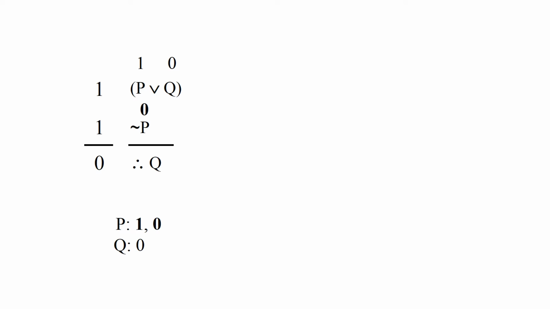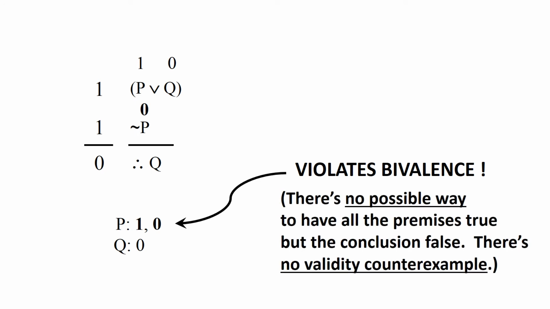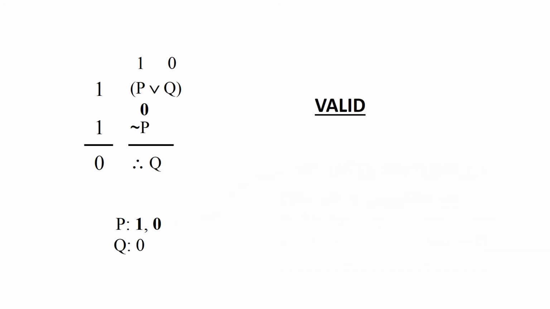We started out assuming a validity counterexample, a situation where all the premises are true, conclusion false. Wanted to see where that assumption would lead us. This is where it leads us, to P being true and also false at the same time. But that's a flagrant violation of the principle of bivalence. Bivalence says, no, there's no possible way that P could be true and also false at the same time. That means our original assumption must have been about an impossible situation. It turns out there's no possible way to have all the premises true, but the conclusion false. In other words, there's no validity counterexample. That means the argument is valid.